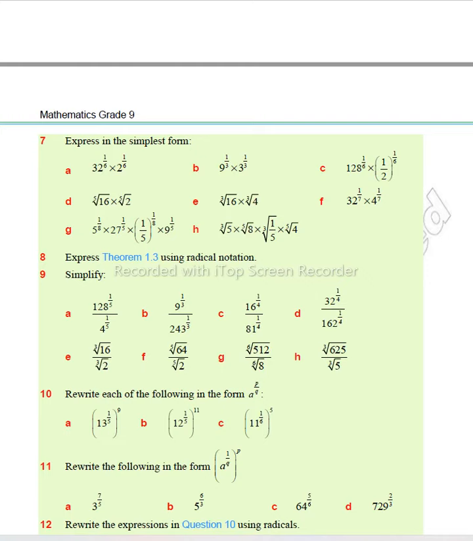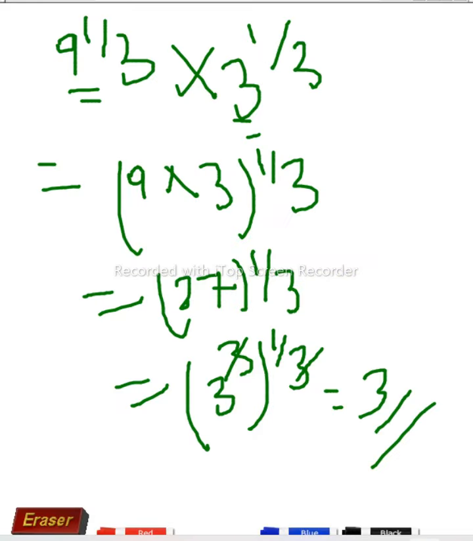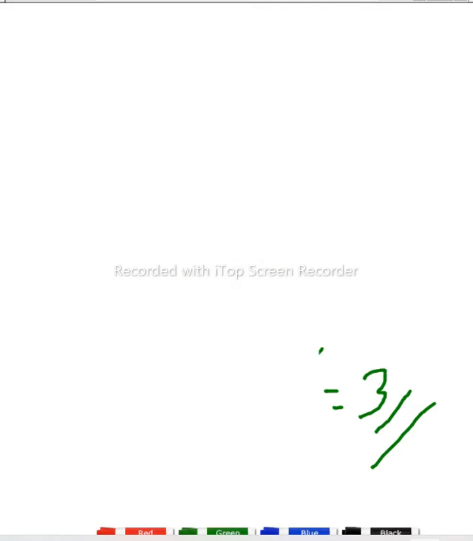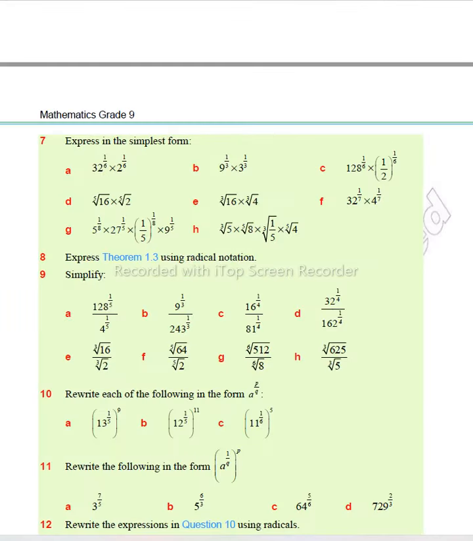Now let us see the next question. This is simple, the same as the previous question. We have 128 to the power of 1 over 6 times 1 over 2 to the power of 1 over 6. Let us do this again.